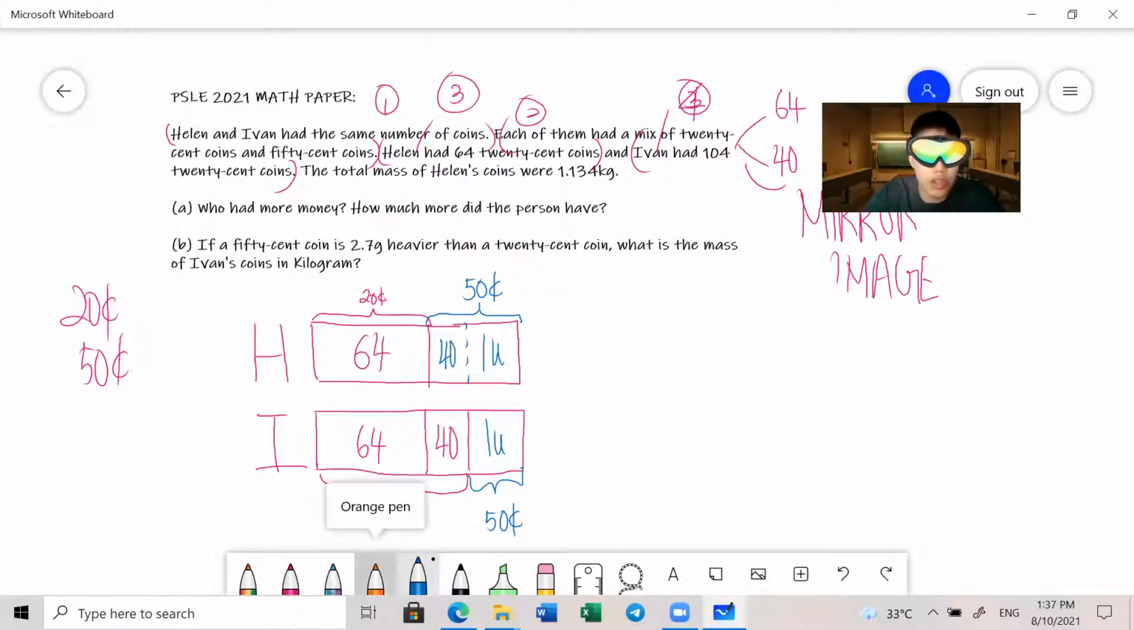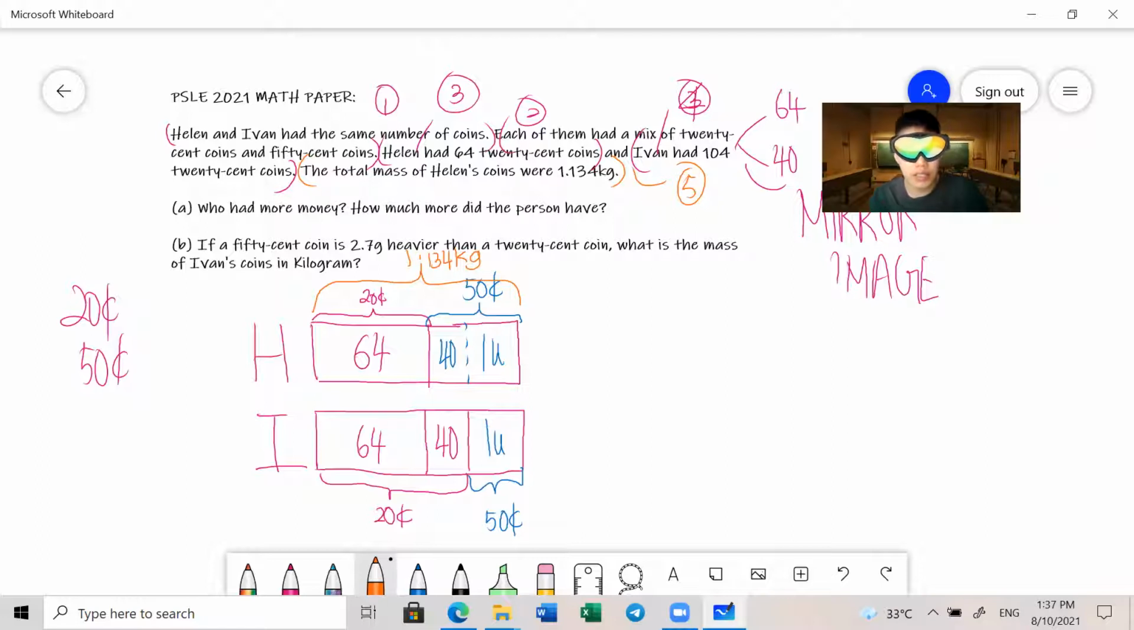And then after that, we continue reading. The total mass of Helen's coins was 1.134. This is sentence number 5. Whatever that is over here must be 1.134 kg. Simple. Now looking at this, we know that Helen had 64 20-cent coins and 40 plus 1 unit worth of 50-cent coins. For Ivan, more 20-cent coins. Ivan had 104 20-cent coins, but just 1 unit worth of 50-cent coins.